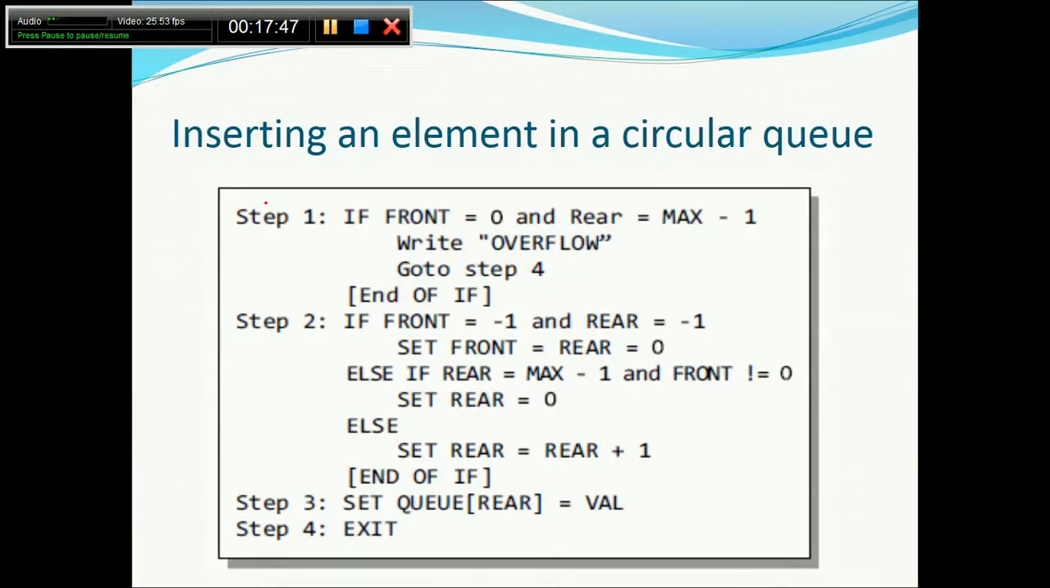So we'll see the algorithm. Insertion we will see first. You can see this is a simple algorithm. If front is equal to 0, meaning the front is pointing to the first index, and rear is equal to max minus 1, meaning the rear is pointing to the last index, if both conditions are satisfied, then you have to write overflow. Otherwise, I will take the basic condition: front is equal to minus 1 and rear is equal to minus 1, both are minus 1. This means the queue is empty. This one is the empty queue condition.